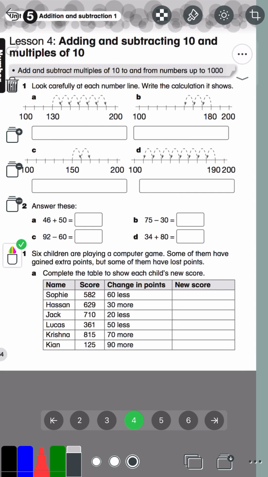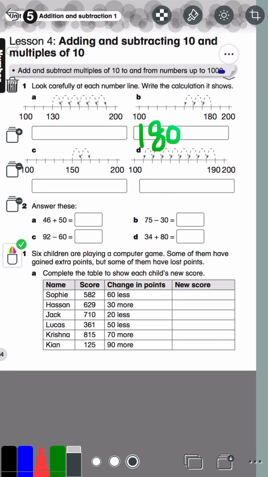Look here, in B we have 180, and they are counting back. When they go to the left, they count back. They become smaller. So now 180, look, it starts here. Then the arrows show 3 jumps back. So minus how many jumps? 3. So they are counting in tens. It's minus 30. And that equals 150. Look, count back now. 170, 160, 150. That equals 150.